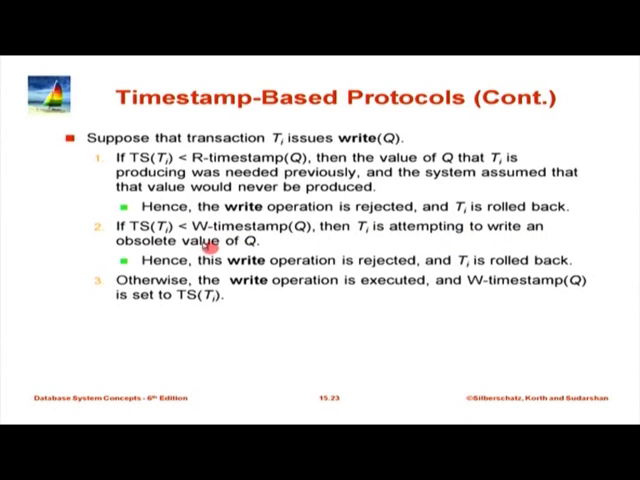Otherwise, the next step is if the timestamp of TI is less than the write timestamp of Q, then TI is attempting to write an obsolete value. That is, a later transaction has already written Q, again the write is rejected and TI is rolled back. There is actually a variant which we won't get into, which allows this particular write to be ignored rather than rolled back. And if both these conditions are okay, that is, they don't require a rollback, then the write operation is executed and the write timestamp of Q is set to the timestamp of whoever did the write. And that's it. It's a very simple protocol.